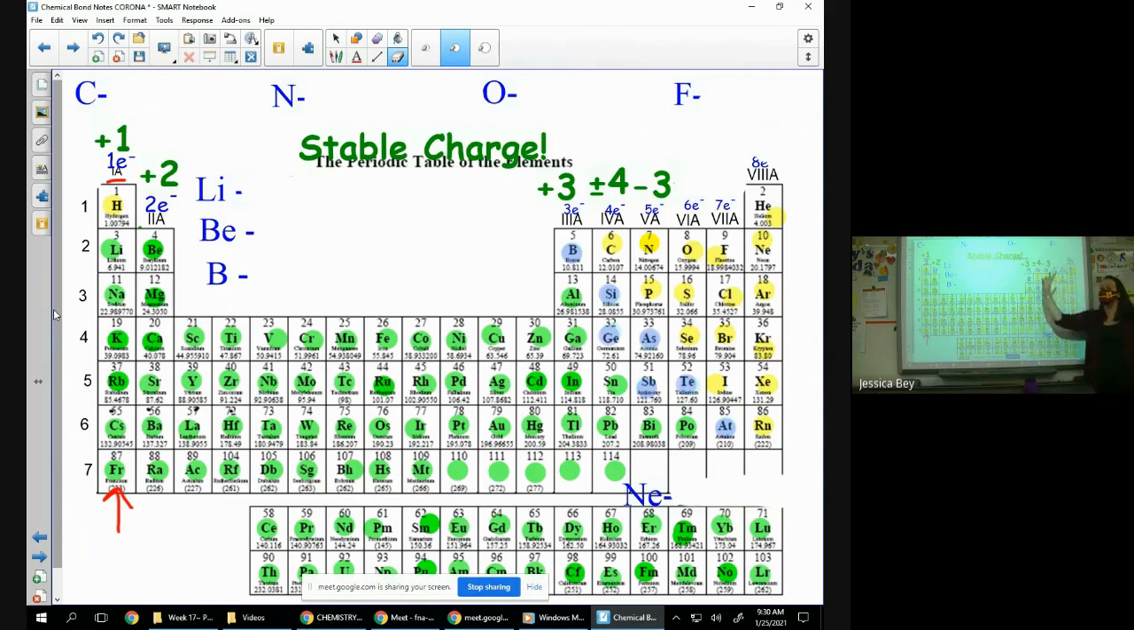Everybody in group 6 needs 2 more electrons, so that's going to be negative 2. Everything in group 7, he has 7 valence electrons. In order to get to 8, he only needs 1 more. So I'm talking astatine, iodine, bromine, chlorine, fluorine. All of these are stable with a negative 1 charge.